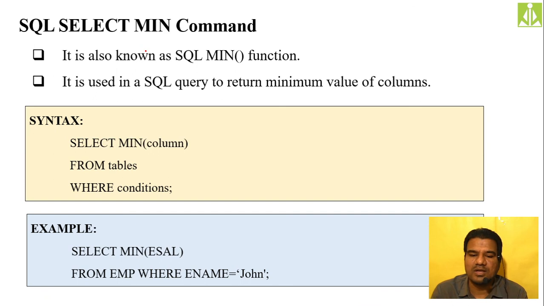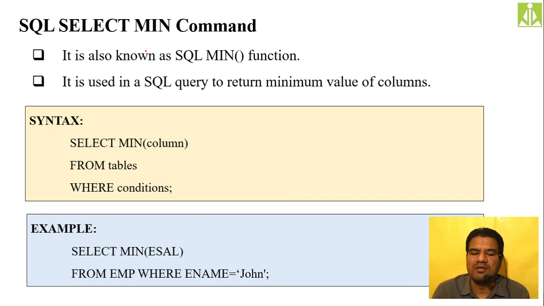We have another one, finding the minimum. Select minimum command, also known as the SQL minimum function. It is used in a SQL query to return the minimum value of that particular column. Again, this minimum you can frame in different ways.